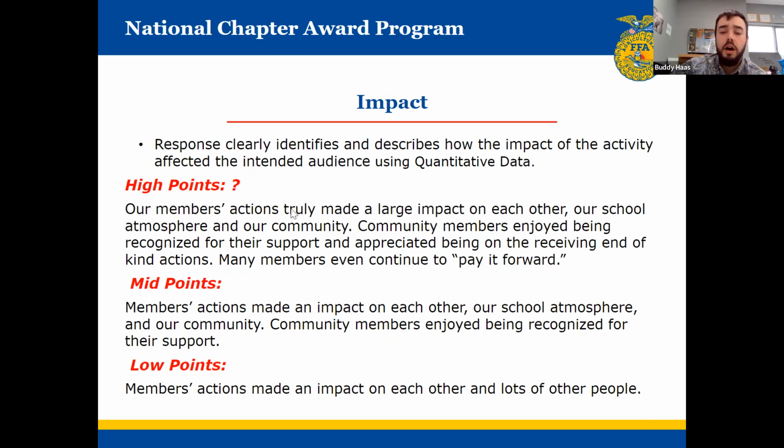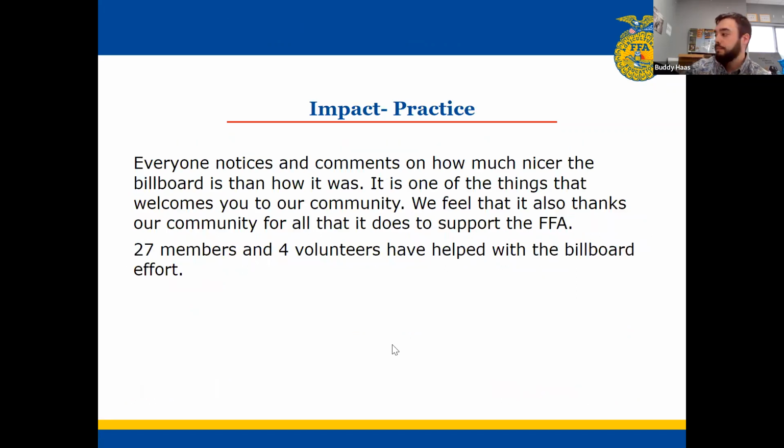We can see our community members are our intended audience. They enjoyed being recognized for their support and being appreciated. But again, the true impact of it: do we see how it clearly identifies and describes how the impact of the activity affected the intended audience? This is one that would be leaning towards the high mid range. Being able to give us some actual quantifiable numbers to help us figure out the impact would be beneficial there. Versus on the low point end range: members' actions made an impact on each other and lots of other people.